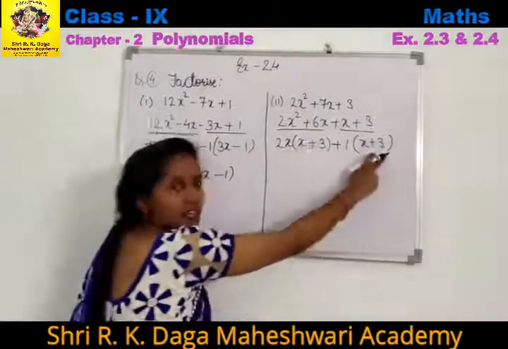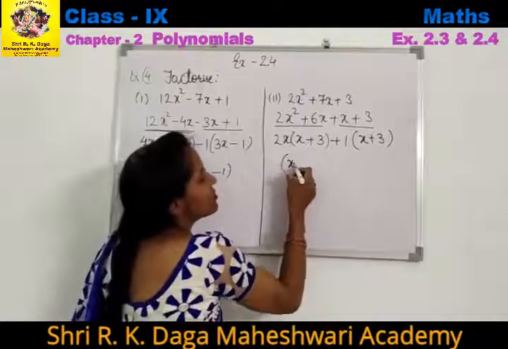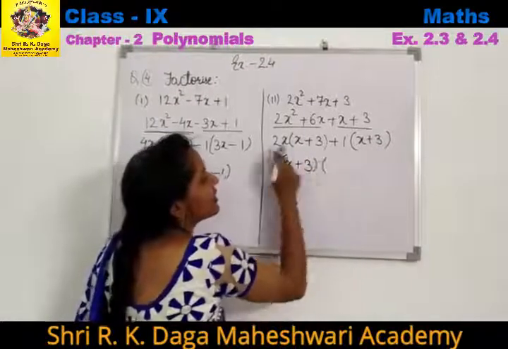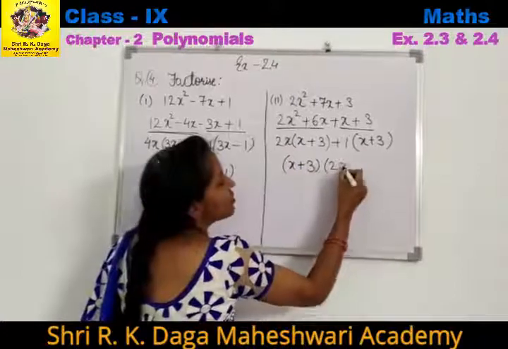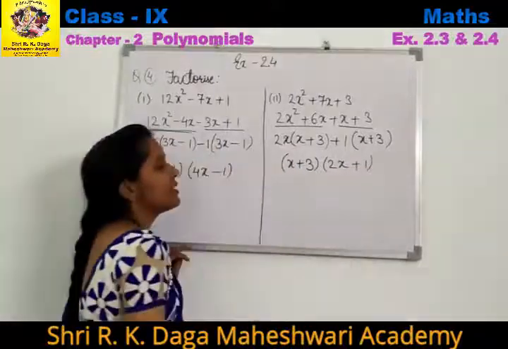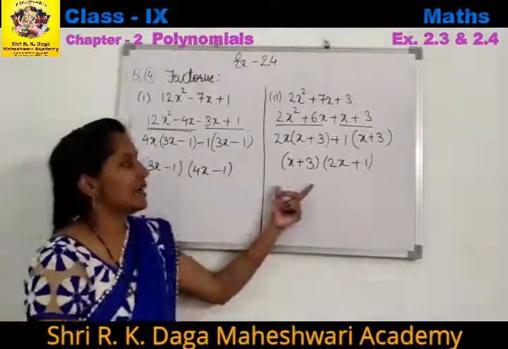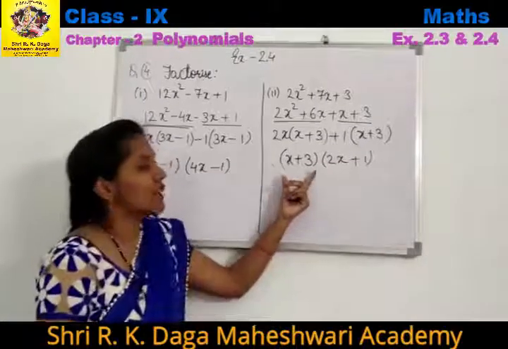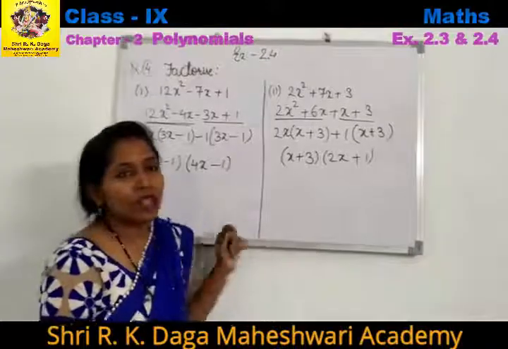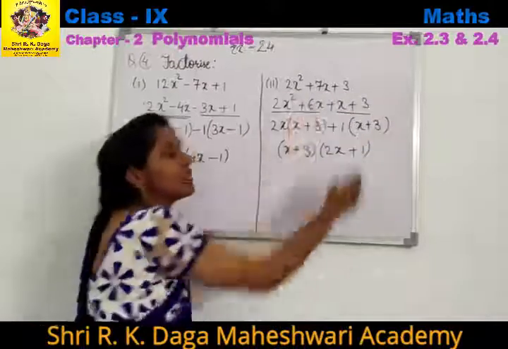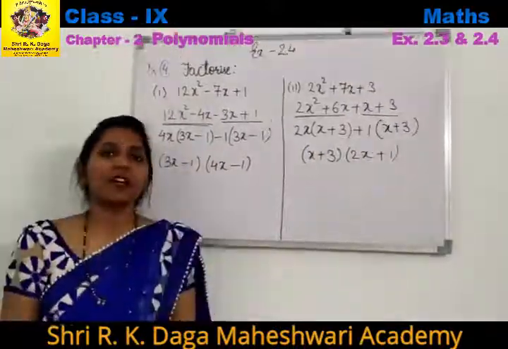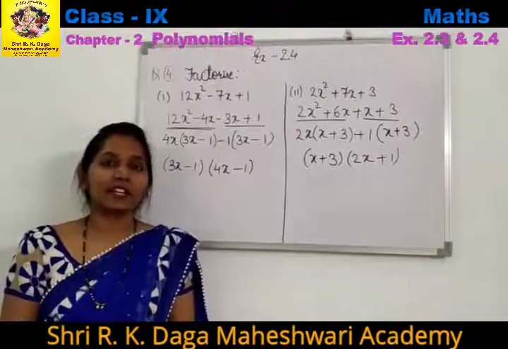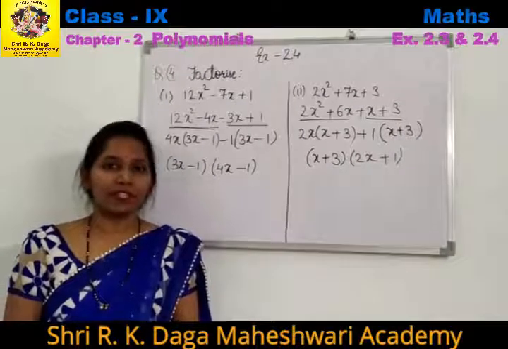Again x plus 3 is common. So x plus 3, and in the bracket we will write 2x plus 1. Hence we can factorize this given expression in terms of x plus 3 and 2x plus 1. Now in the next session we will continue the remaining part of this chapter.